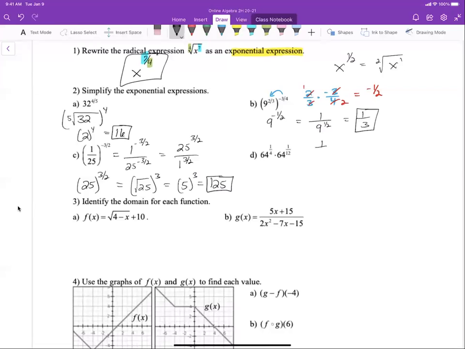D, I have 64 to the fourth times 64 to the 12th. I need to add the fourth and the 12th powers together. That means I have to find a common denominator. That will become 3/12 plus 1/12, which is equal to 4/12, which simplifies to 1/3.